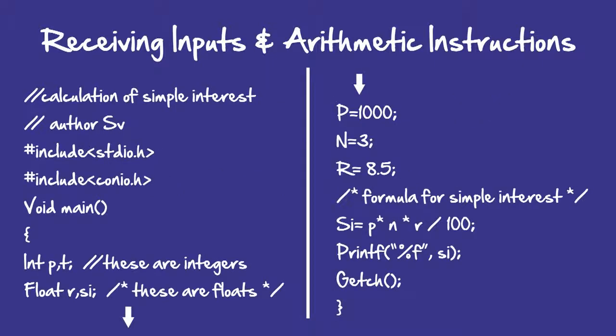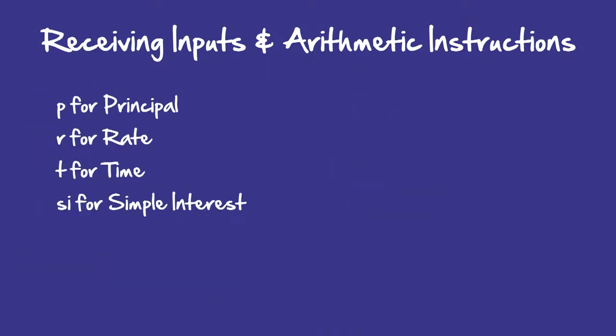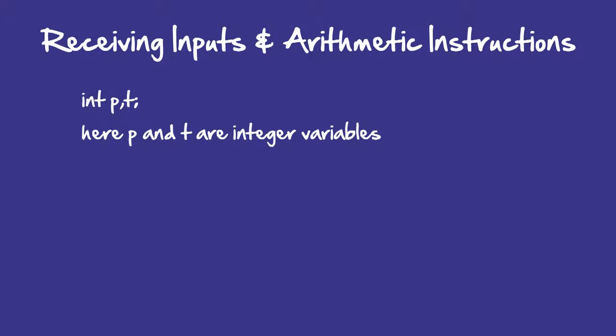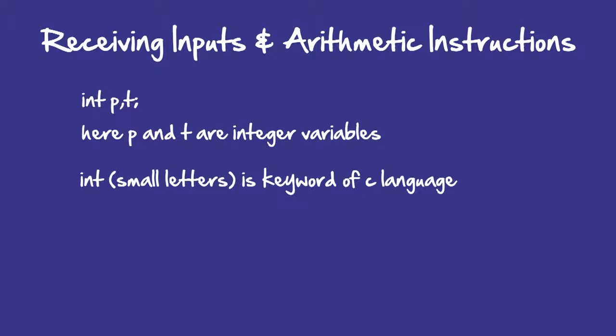Now the first two statements in the main function are declaration statements. Here we are declaring two integer variables and two float variables named P for principal, R for rate, T for time, and SI for simple interest. Integers are nothing but numbers without a decimal point. And here P and T are the integer variables. int is the default keyword of C language used to declare integers.